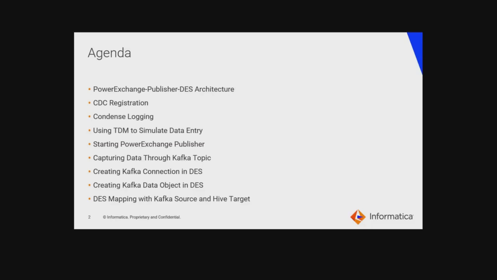We will cover the Power Exchange publisher and data engineering streaming architecture, the CDC, that is the change data capture registration of a source table, condensed logging, which is the capturing of database logging, using Test Data Manager to simulate data entry, starting the Power Exchange publisher, seeing how the data is captured through a Kafka topic, then creating a Kafka connection in DES, creating a Kafka data object in DES, and finally creating a DES mapping with a Kafka source and a Hive target so that we can see the complete process of the change data capture going through Kafka into the DES mapping to be processed by Spark streaming.